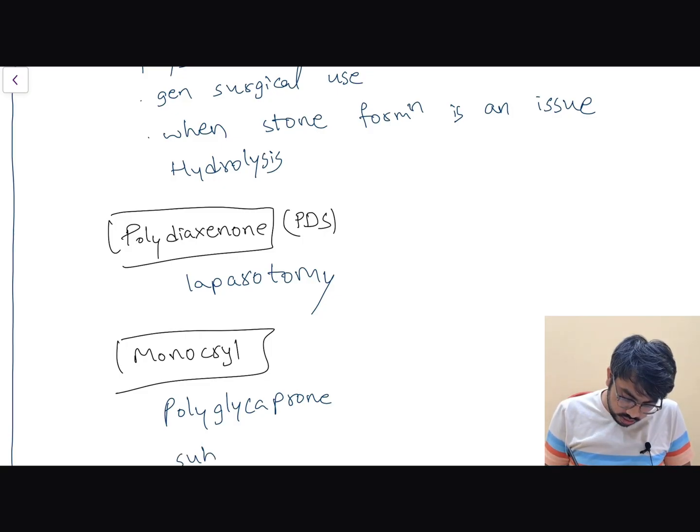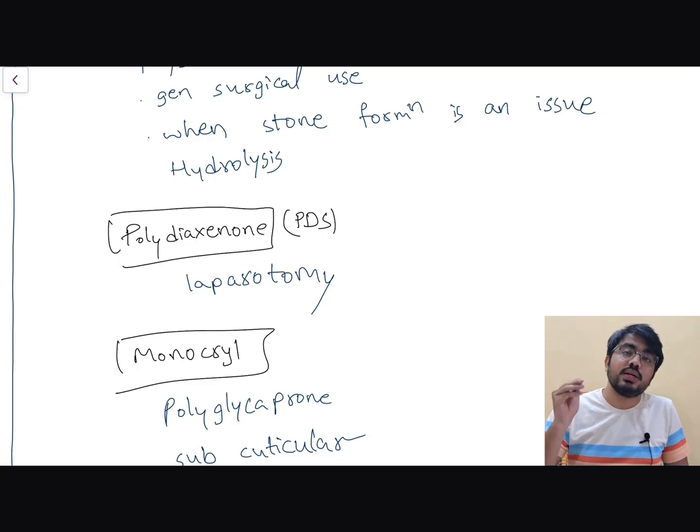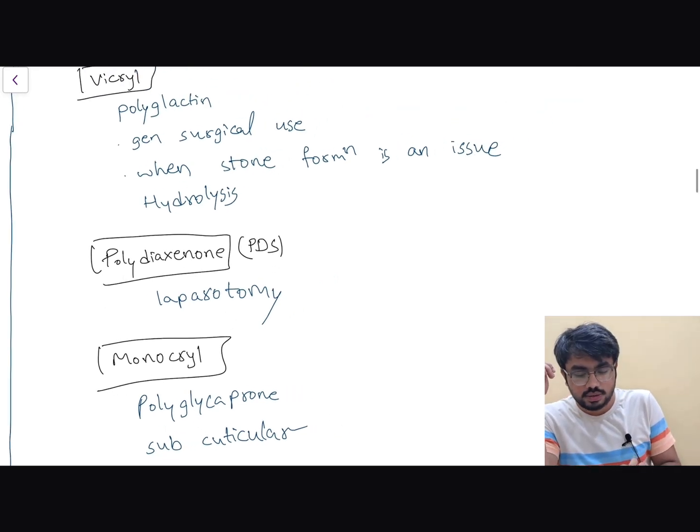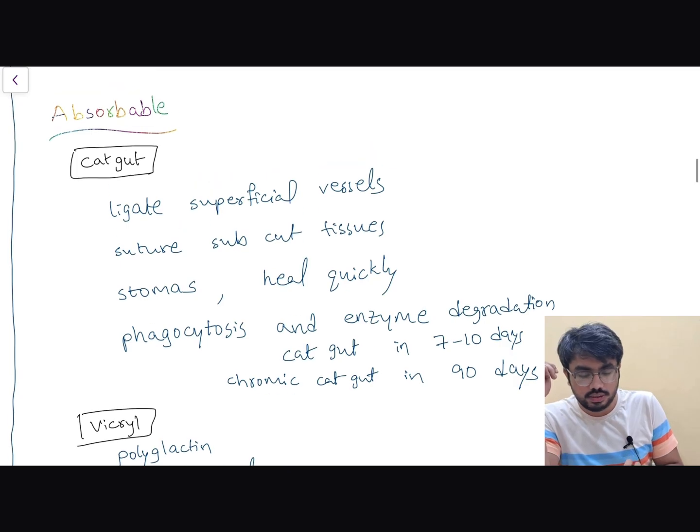Monocryl is used whenever you are performing subcuticular closure. Whenever you are planning for a subcuticular suture, then you should always use Monocryl. Let us quickly look into what we have discussed now.